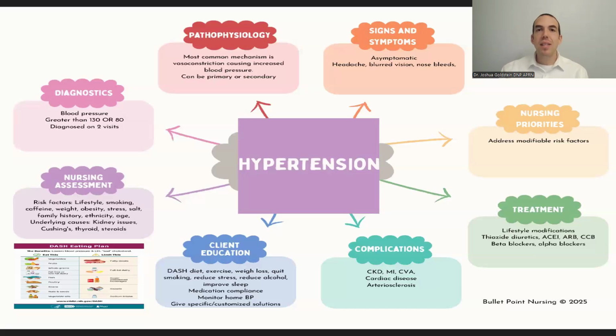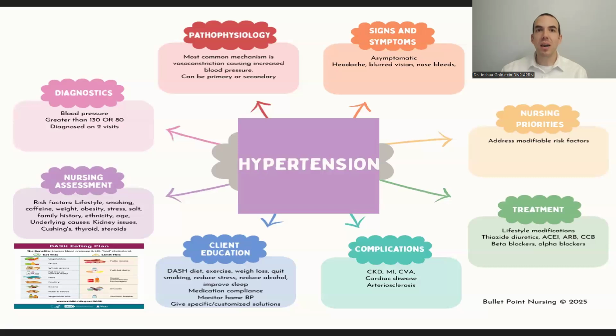Let's go ahead and learn everything we need to know about hypertension for our Medsurg or adult health nursing course, and obviously to be prepared for the NCLEX. Hypertension is the number one most common chronic disease among adults in the United States. So this is something you're going to deal with all the time.